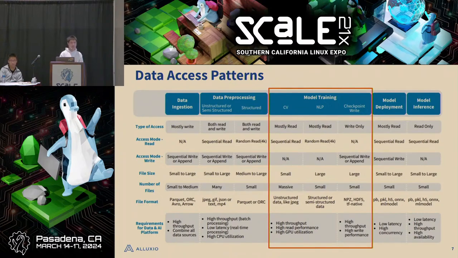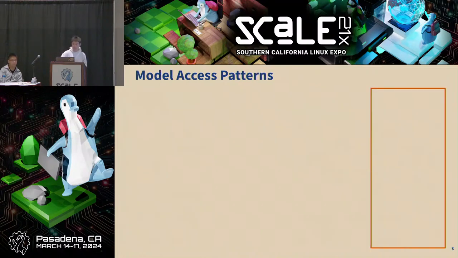For natural language processing, what we have observed is that for this type of data set, there could be a medium number of files, but those files could be extremely large. Generally during the training, the access pattern wouldn't be a sequential read, but mostly a random read, especially when using parallel reads on these types of data sets. And generally on the training side, our target is to maximize the throughput, maximize the read performance from the storage, and maximize the GPU usage.